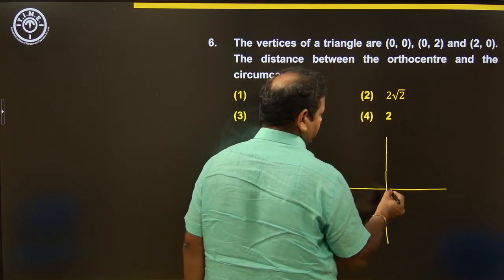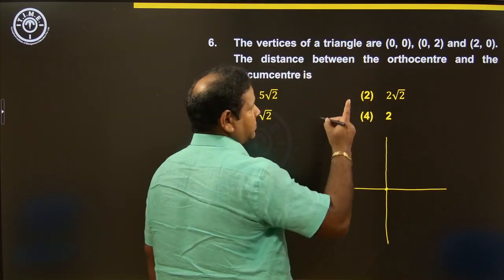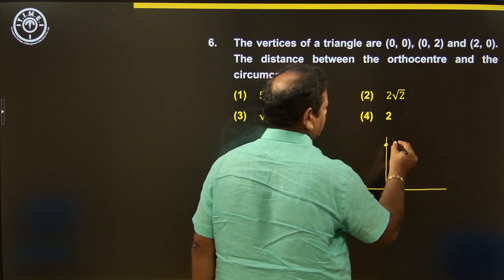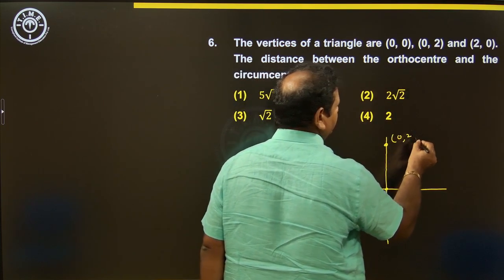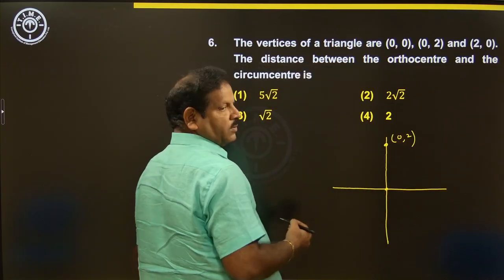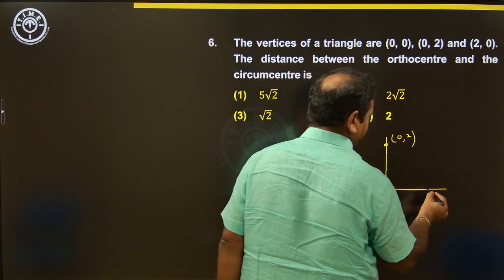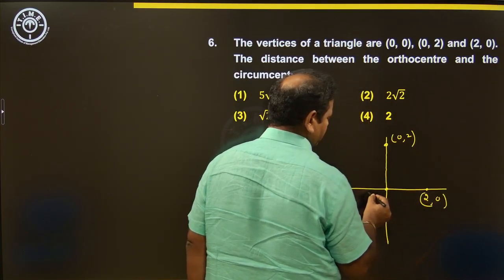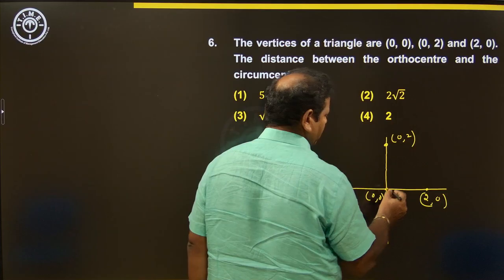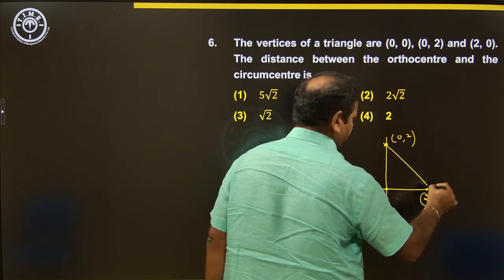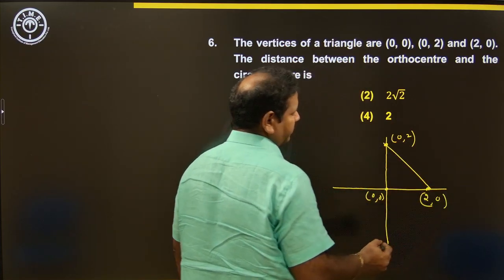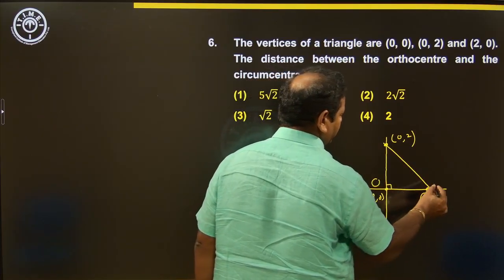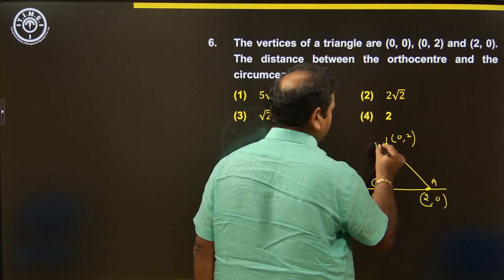0 comma 0. Yes. 0 comma 2 lies on the y axis. 0 comma 2. 2 comma 0 lies on the x axis. Okay. 2 comma 0. This is 0 comma 0. Very clear. Is it a right angle triangle or not? Yes. Where is the right angle? At the origin. If you name this one as O A B, the right angle is at O.